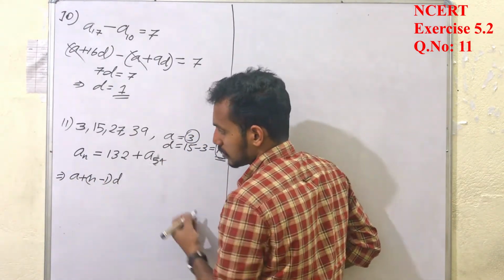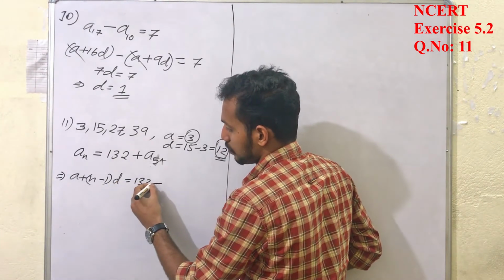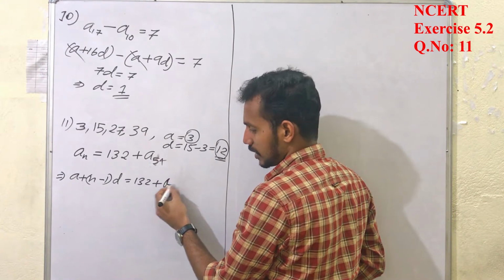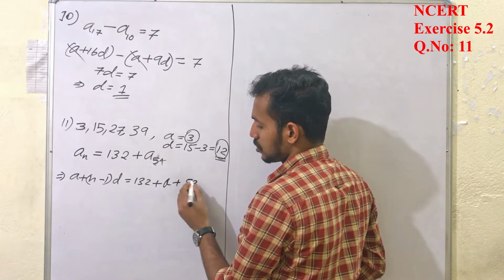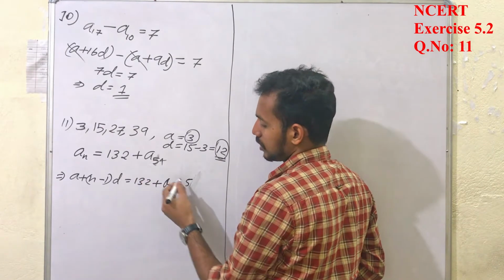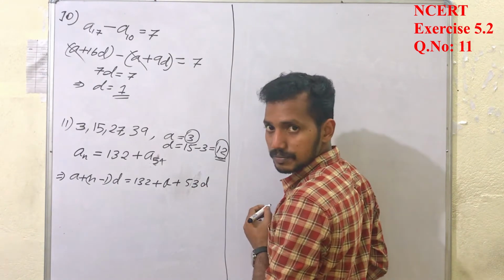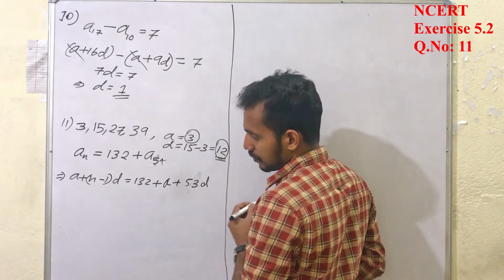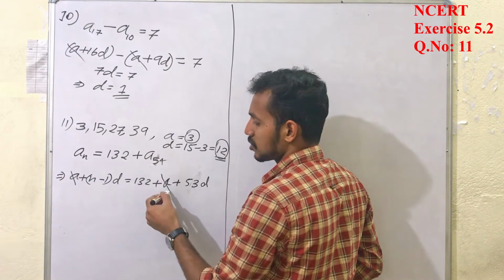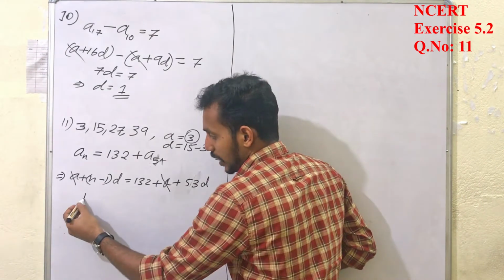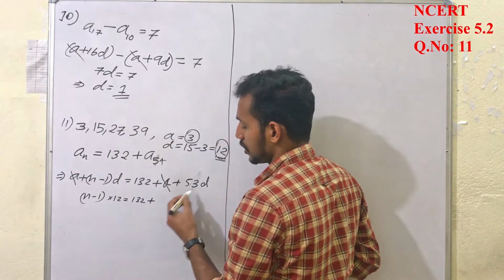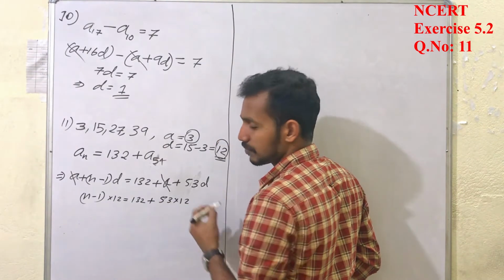Here the common difference is equal to 132 plus the 54th term, that is the first term a plus 53d. Am I right? Clear. Then just put it as it is here. We don't need to put the value of a, because a is common, we can cancel it. Now n minus 1 into 12 is equal to 132 plus 53 into 12.